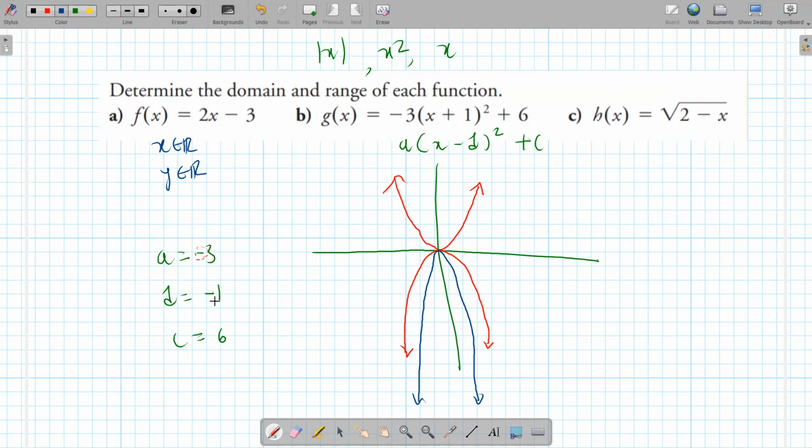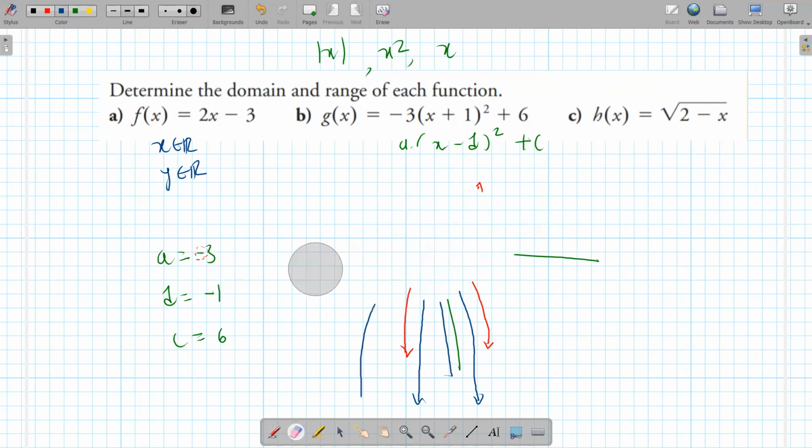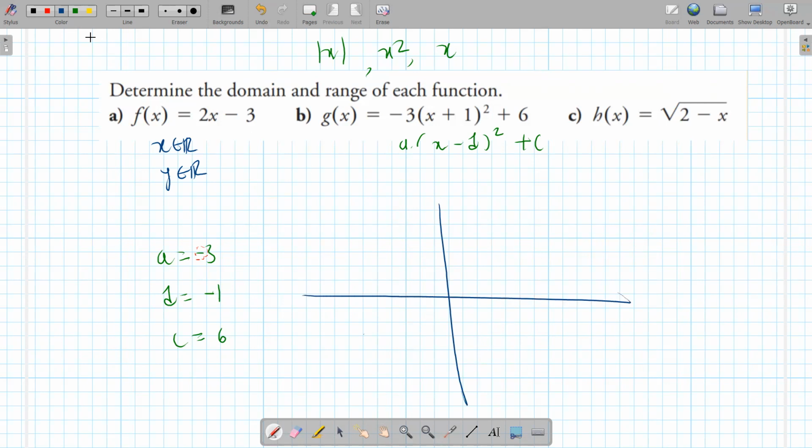What does the -1 do? It goes left. Good, 1. And what does the +6 do? It goes up 6. Exactly. So you see our vertex, it went -1 here. And finally, there are too many graphs here, so I'm just going to draw you the final one. The final one looks something like this. So its vertex would be at -1 and +6 and goes downwards like that.